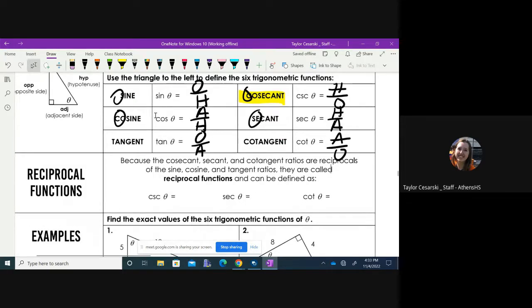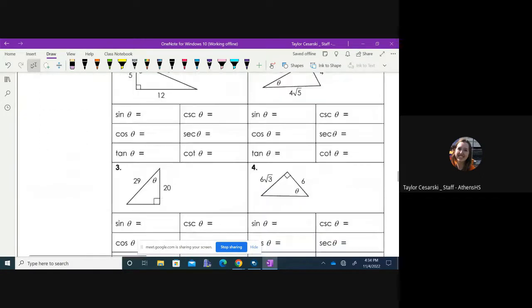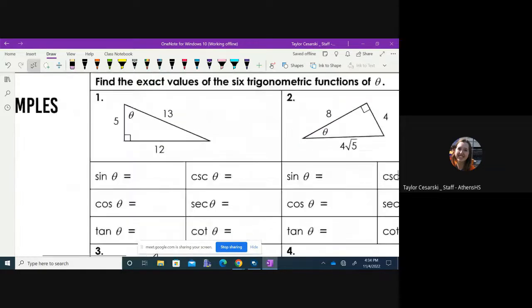So another way that you could think about this is cosecant is 1 over sine of theta. Secant is 1 over cosine theta, and cotangent is 1 over tangent of theta. And these relationships work the same as the three that you've learned about previously. So I'm going to do a few examples with this.